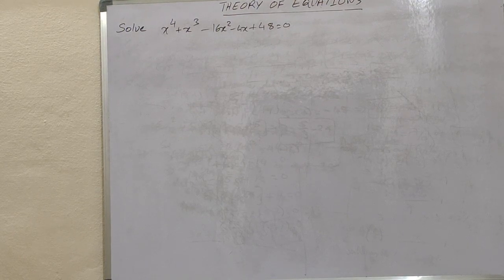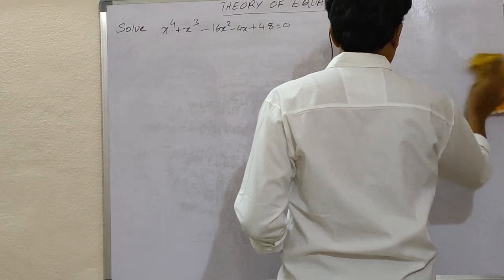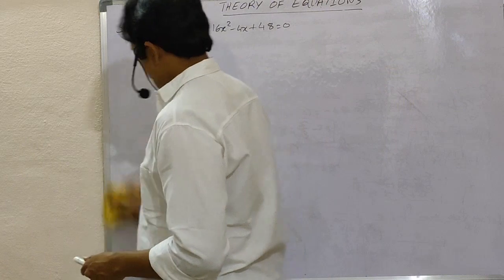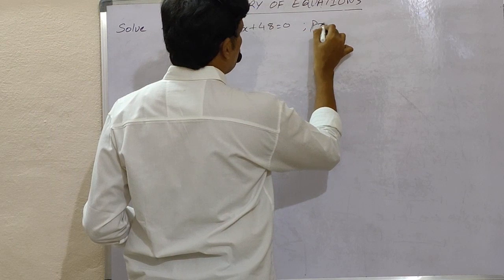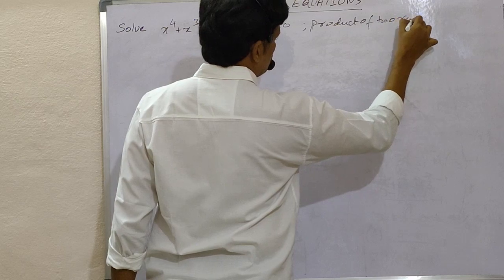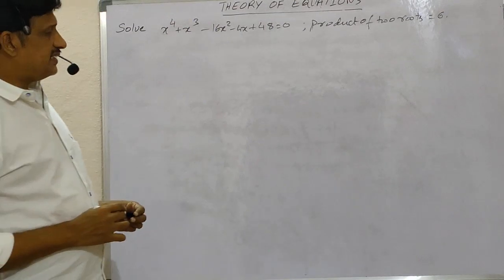given fourth degree polynomial. And the condition is given that the product of two of the roots is 6. Here I am writing the condition. Product of two roots of the given polynomial is 6.